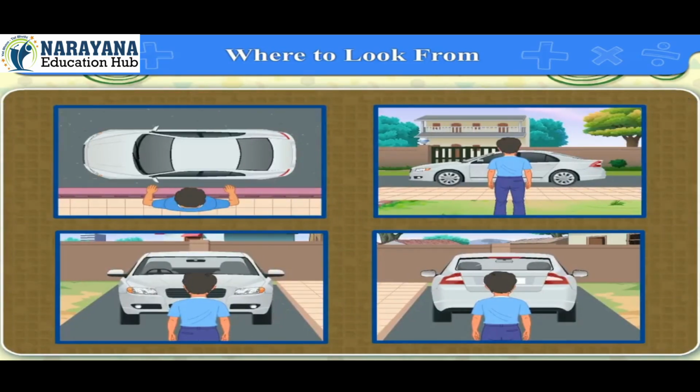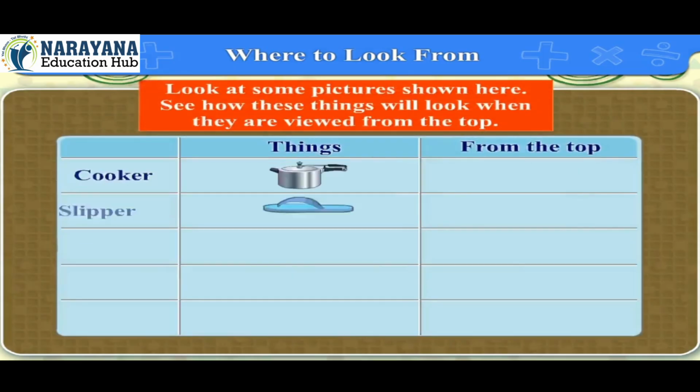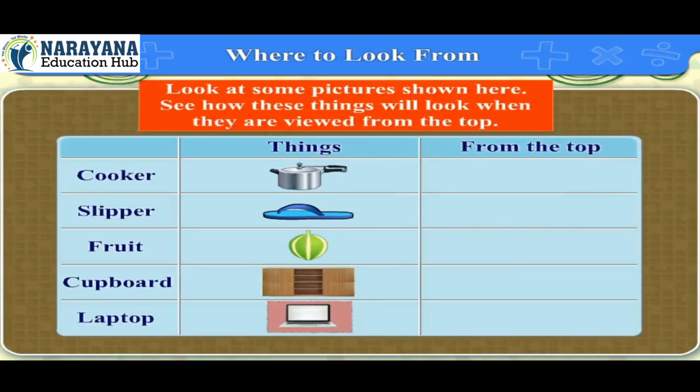Here, the different views of the motor car are shown. That is, when it is viewed from the top, from the side, from the front, and from the back. Look at some pictures shown here. See how these things will look when they are viewed from the top.